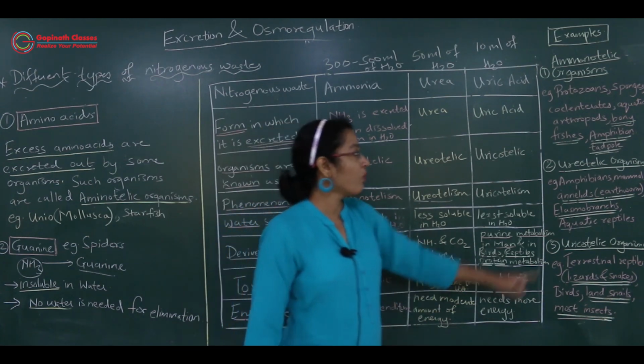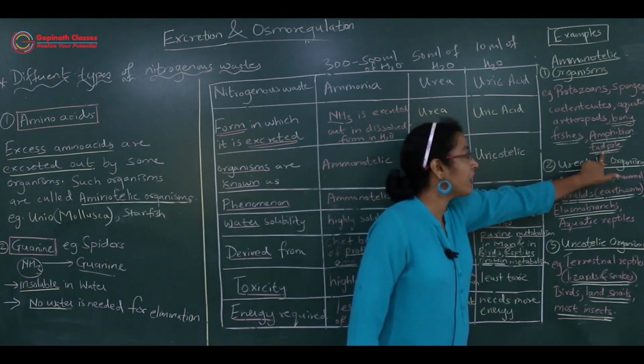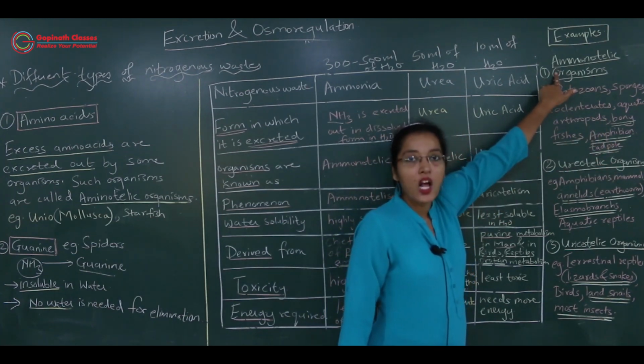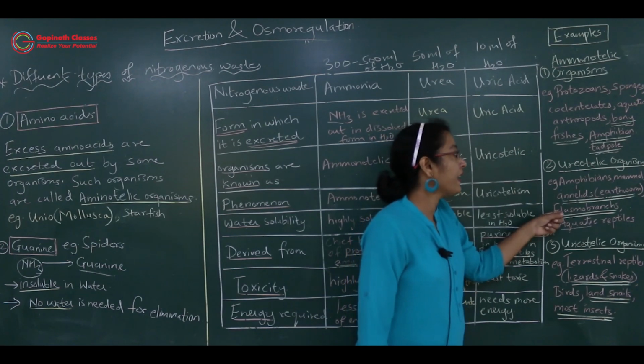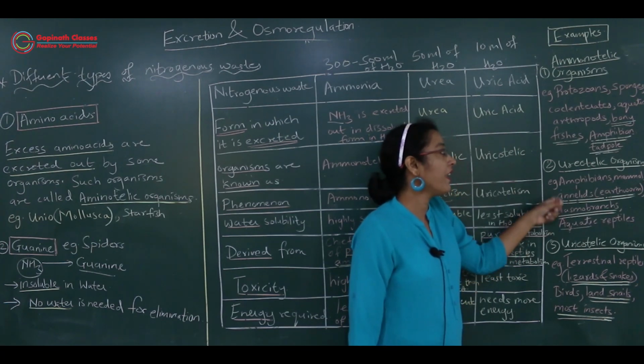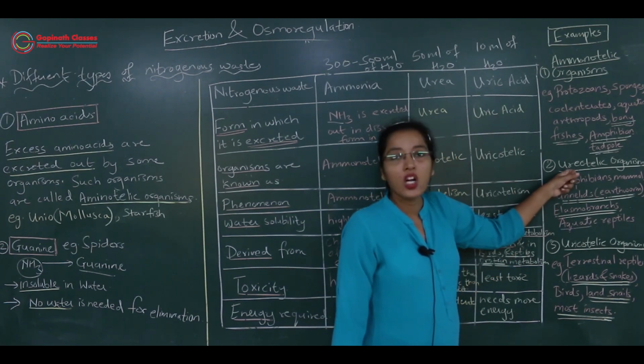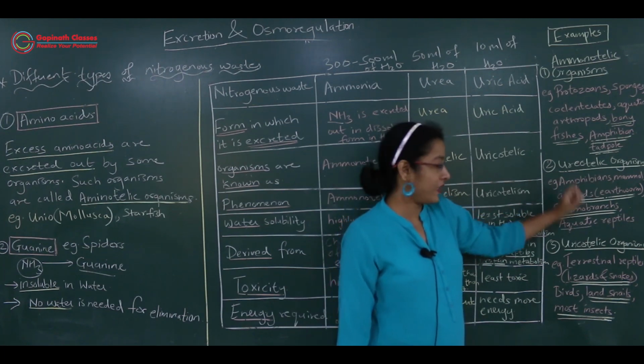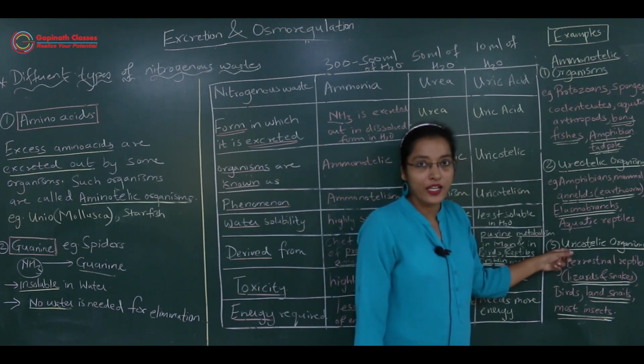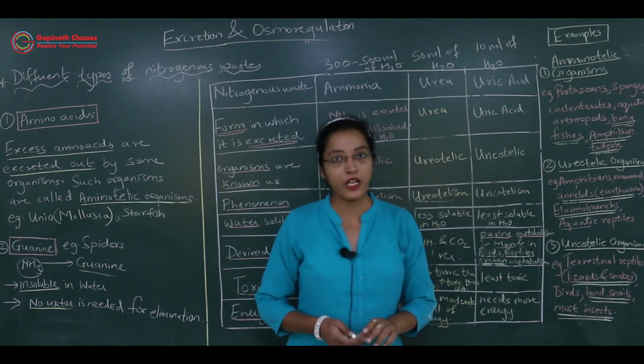Got it? So bony fishes and amphibian larvae, remember, are ammonotelic organisms, and cartilaginous fishes and adult amphibians are ureotelic organisms, and uricotelic organisms are birds and reptiles.